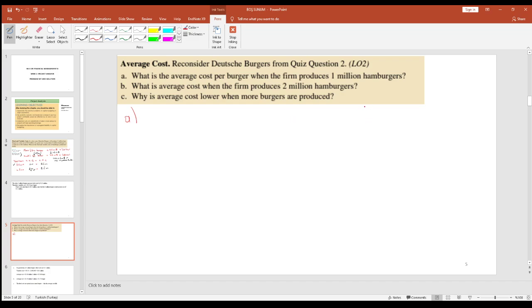Before solving this problem, we need additional definitions. What is average cost, by the way? Average cost here means, in fact, unit cost. Unit cost means average cost.